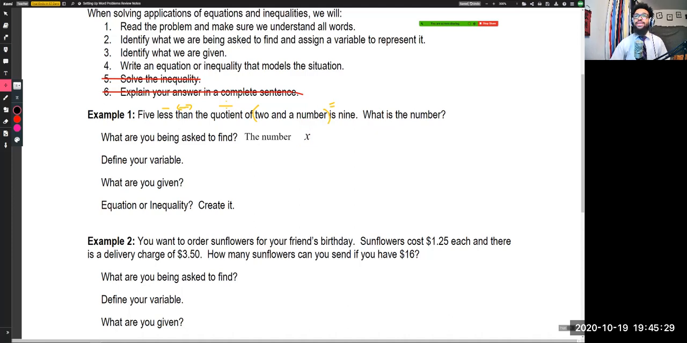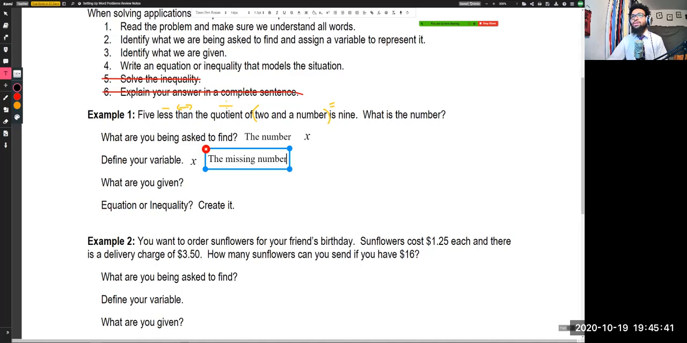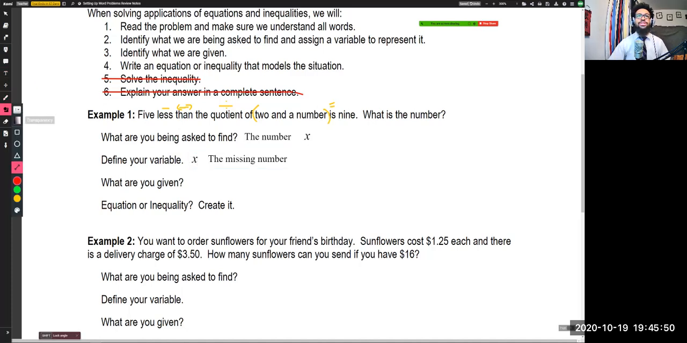Define our variable. Once again, our variable is going to be X. What is X? X is the missing number. That's what X is. And then what are we given? We are given this entire statement. So instead of typing out that entire statement, I'm going to indicate this with a green circle and then circle what we are given. That is what we are given.